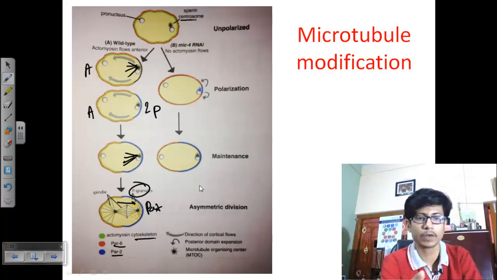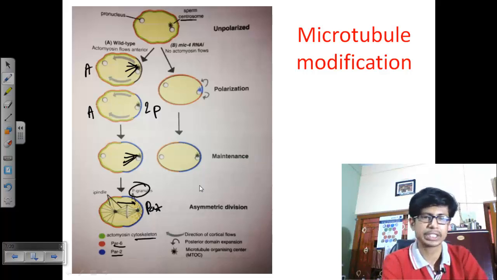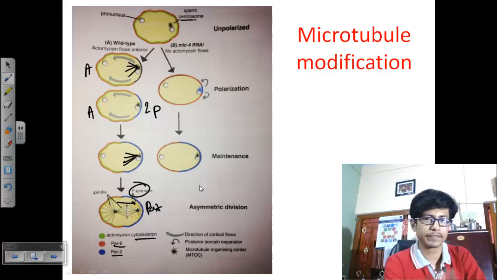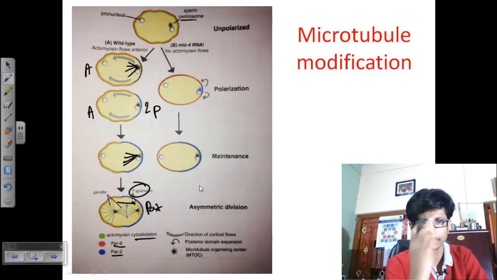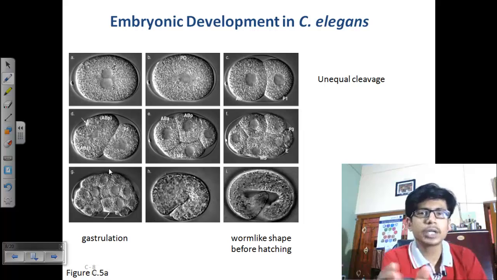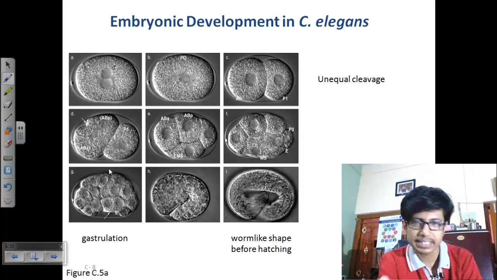One is the arrangement of PAR 6 and PAR 1, 2 proteins, because PAR 1 will be in posterior and PAR 6 and 3 will be in the anterior. Along with the P granules, this determines the fate of the posterior section. So wherever the P granule concentration rises, it will ultimately turn into the posterior region, and that's exactly what takes place here. So this is the only thing required for body axis determination.